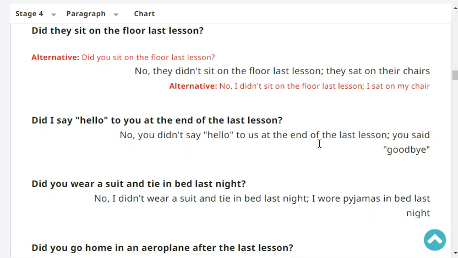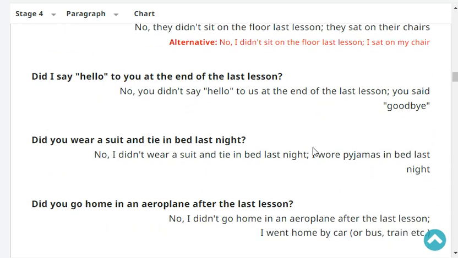Did you wear a suit and tie in bed last night? No, I didn't wear a suit and tie in bed last night. I wore pajamas in bed last night.